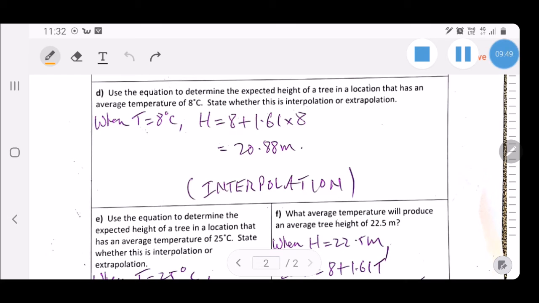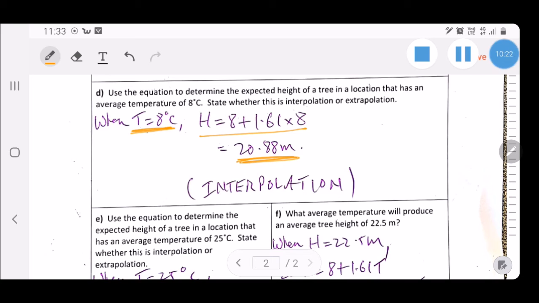So firstly, let's do the first part of the question. Determine the expected height of the tree in a location that has an average temperature of 8 degrees Celsius. So in other words, when we substitute t equals 8 into our equation here, what do we get for the corresponding h value? Well, you get 8 plus 1.61 times temperature times 8, which is 20.88 meters, if you figure that out on your calculator.